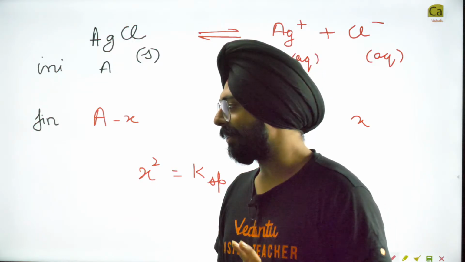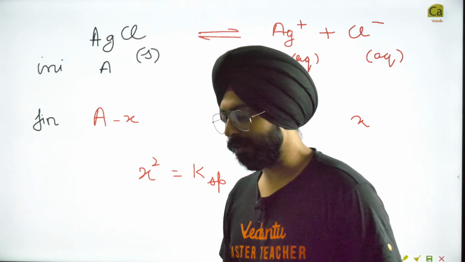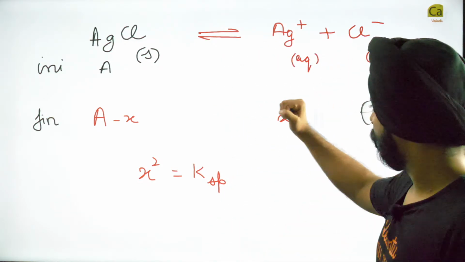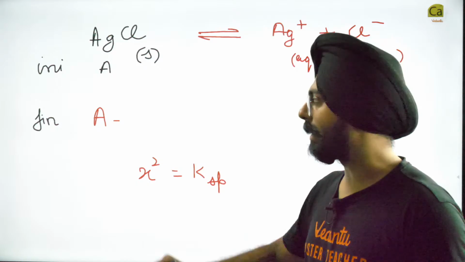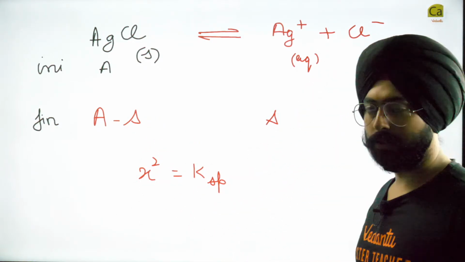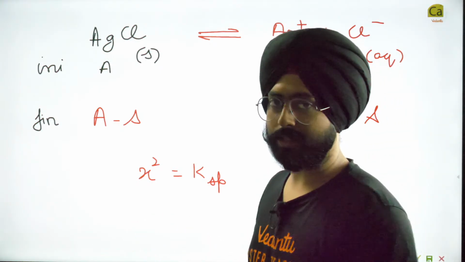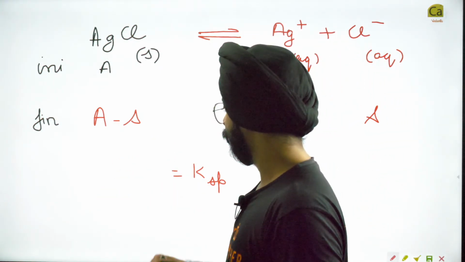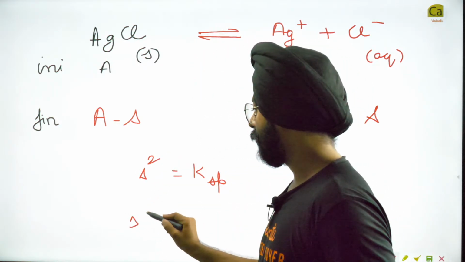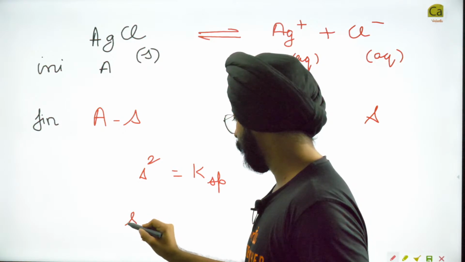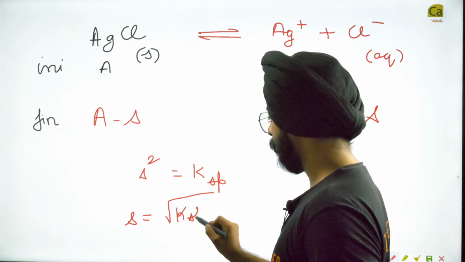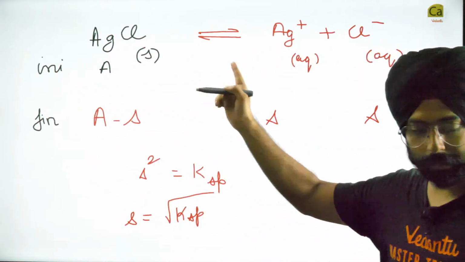Just kidding, just giving you something funny to relate to. So now instead of X, I will write S. Just want to be sophisticated. Sophisticated starts with S, so I'm going to write S over here. S square. S is equal to root of KSP in this particular case, yeah?